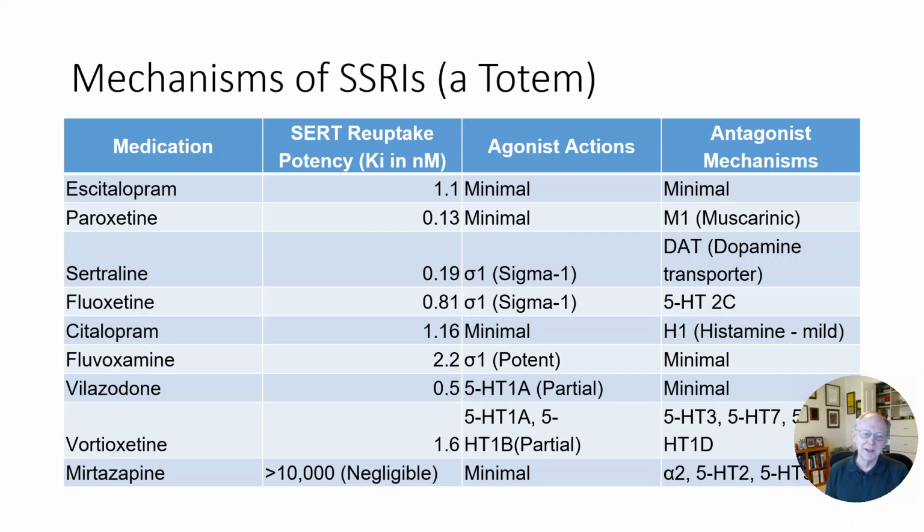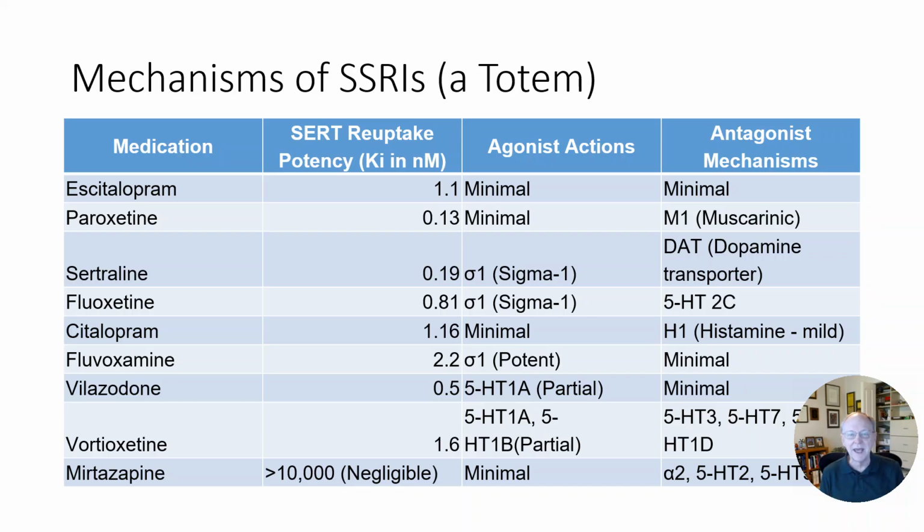So let's take reuptake. As you know, escitalopram is the most potent reuptake inhibitor. You see that it's 10 times more than sertraline. What does that mean? That means you give 5 milligrams of Lexapro, and that's the equivalent of 200 milligrams of sertraline. Sometimes people come in the clinic and say, well, sertraline didn't work. Well, how much did you take? 50. Well, that's the reason. Got to keep in mind how you use the potency figures.